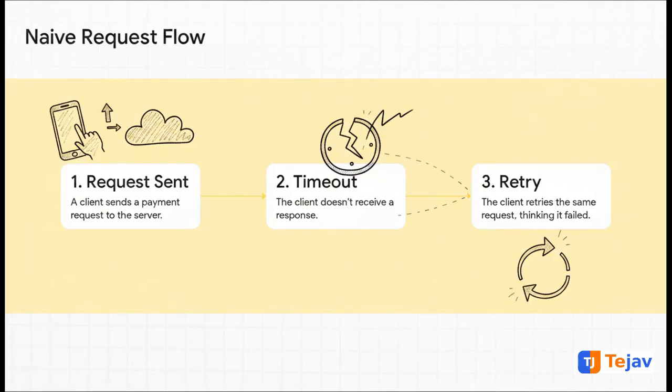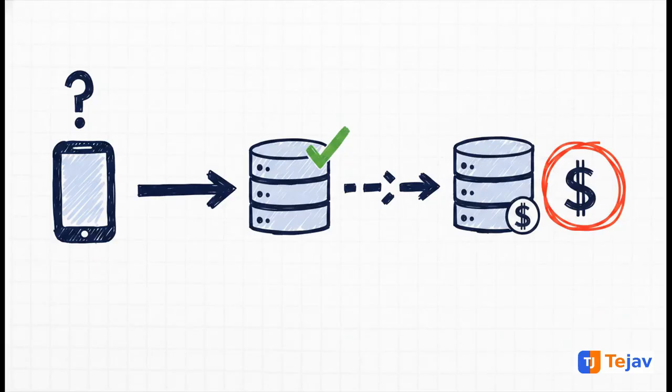So the root of this problem is usually a really simple but really flawed flow. You've got a user's phone, it sends a payment request to the server, but then nothing. A network timeout happens. Now, from the phone's point of view, the request just failed. So what's the logical next step? It tries again, of course. And boom, that's the disaster.